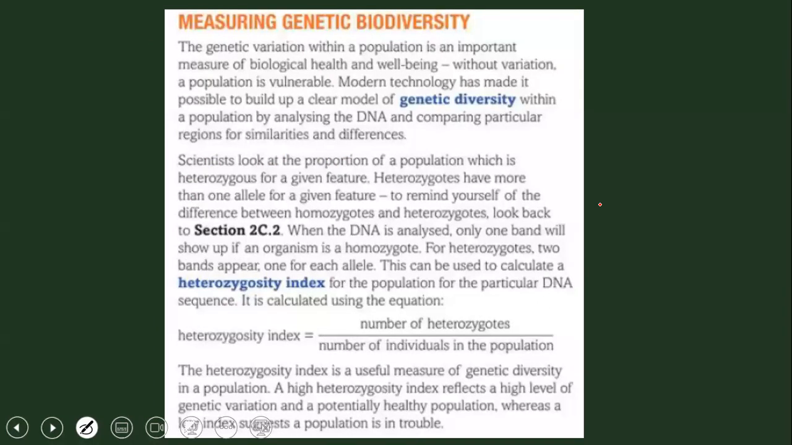The heterozygosity index is the number of heterozygotes divided by the number of individuals in the population. This is going to give you your heterozygosity index. And for the heterozygosity index, the bigger, the better. The higher the proportion of heterozygotes that you have, the greater the genetic diversity that can be seen in that particular area.